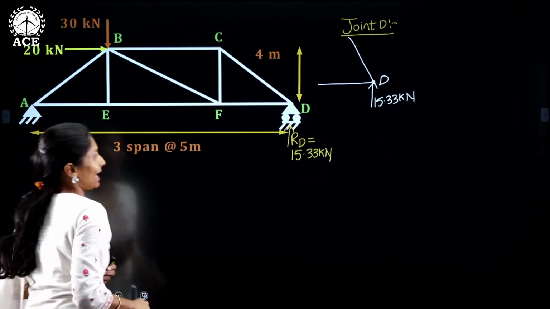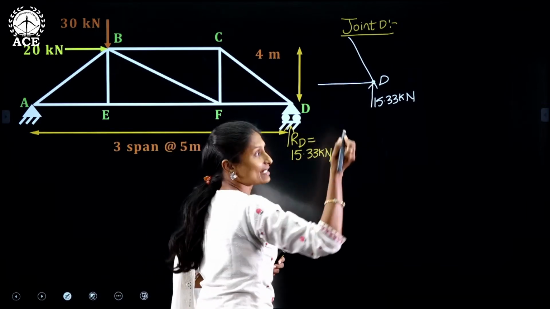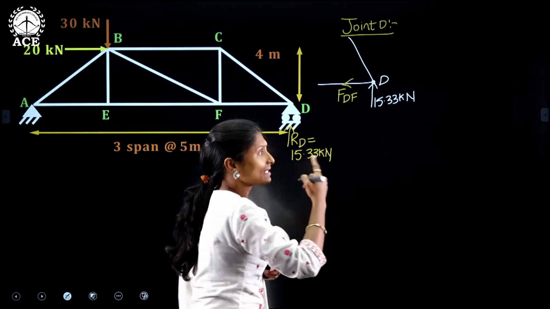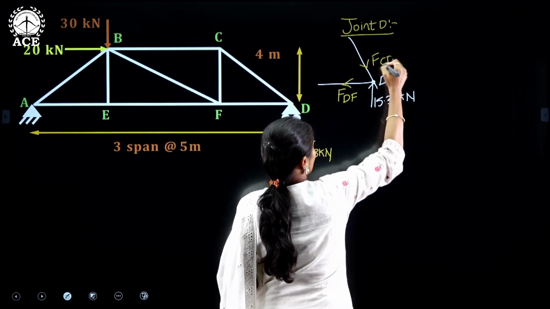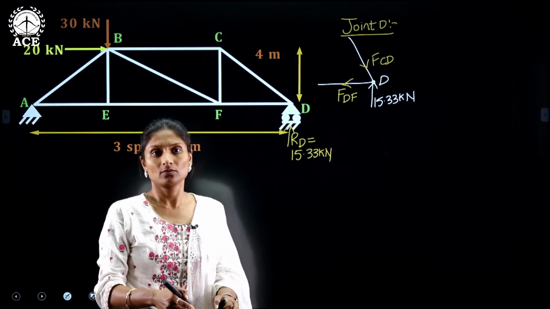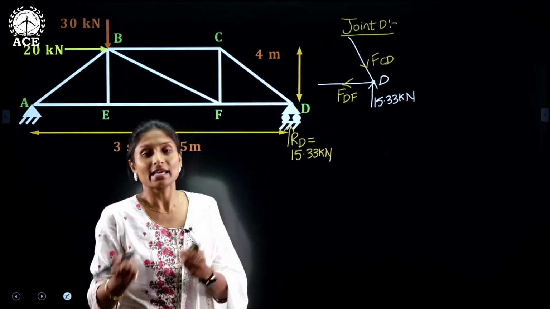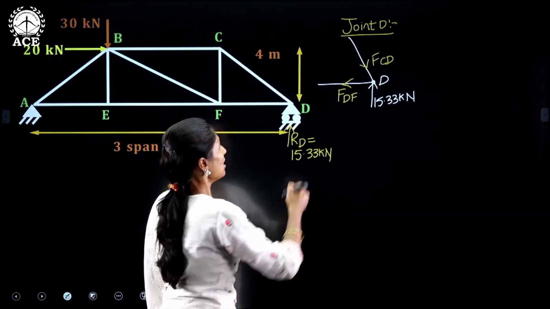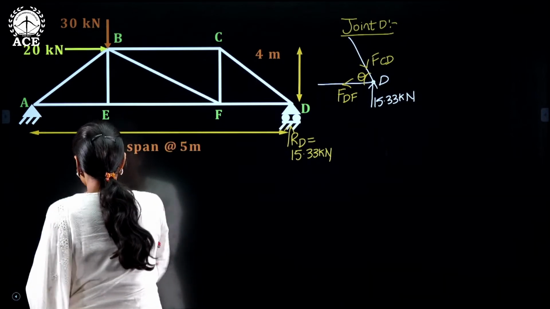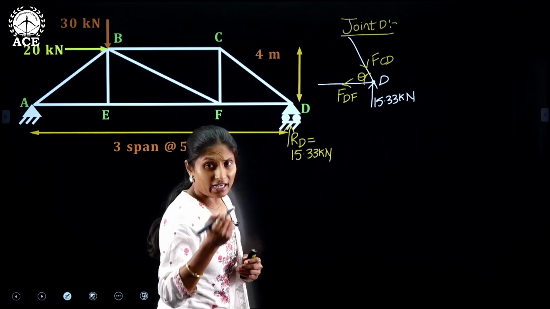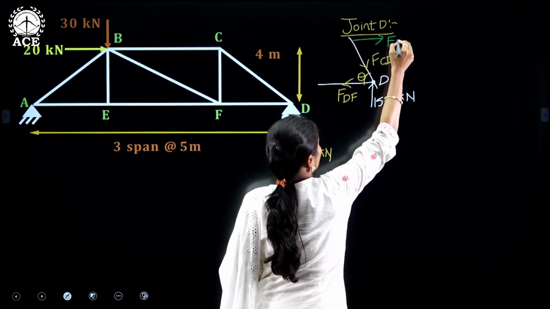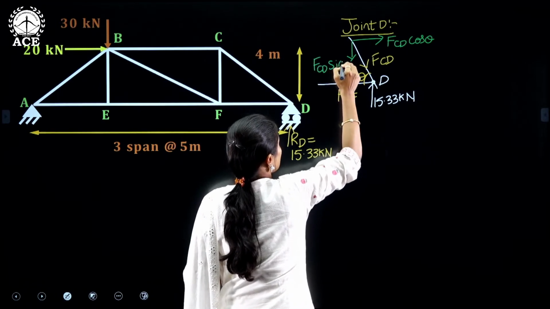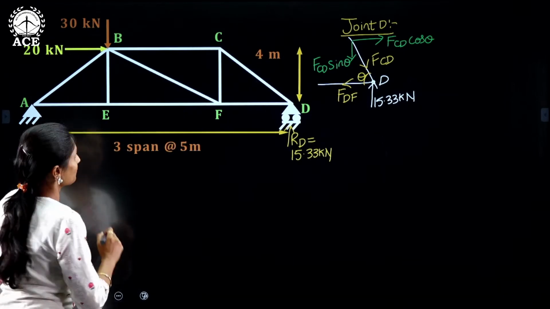So I am assuming that the member force in the horizontal direction, FDF, is acting away from the joint, whereas the member force in the member CD is acting towards the joint. You can assume the opposite direction also. But if you get a positive value, your assumed direction will be correct. And if you get a negative value, the actual direction of force will be opposite to the assumed direction. And we know this is theta, right? And as CD is an inclined member, we have to derive the components. So the horizontal component will be FCD cos theta, and the vertical component will be FCD sin theta.